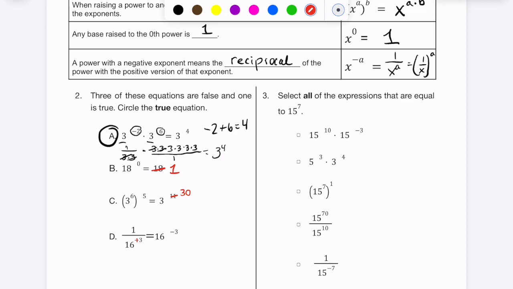Question 3. Select all the expressions that are equal to 15 to the 7th power. Okay, so a lot of right answers here. This one is correct. 15 to the 5th power times 15 to the negative 3rd power. We're multiplying powers with the same base, so we keep the base. We add the exponents, and 10 plus negative 3 is positive 7.